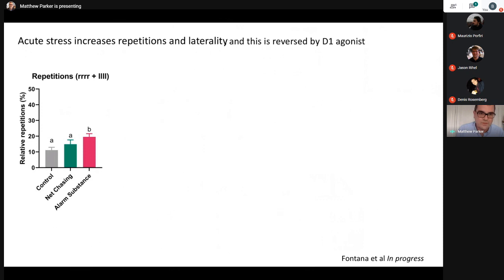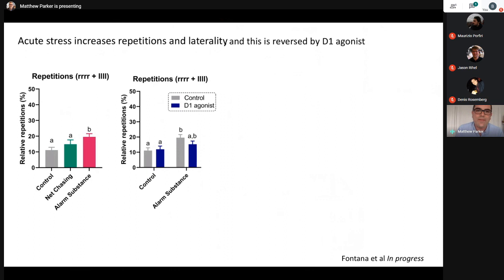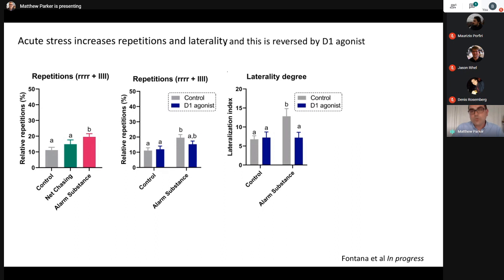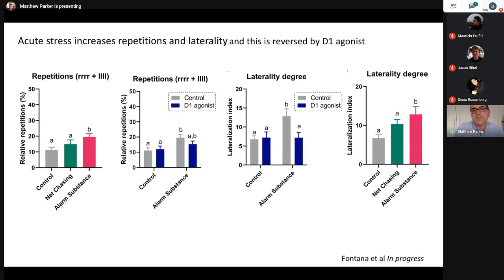So in terms of the repetitions, we saw a significant increase in repetitions for the alarm substance, but not for the net chasing. That would suggest that stress did increase repetitions, as we predicted. We also saw that this was reduced by the D1 agonist. So with alarm substance, we saw a reversal of that repetition by the D1 agonist. We also saw, which was quite interesting, that the alarm substance increased laterality, but that laterality was also reduced or completely removed by the D1 agonist. These are preliminary analyses, and we have some qPCRs and so on to add to this once they're all done.